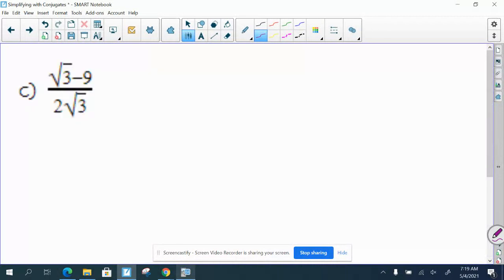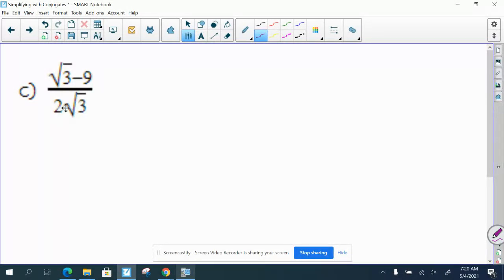Okay, so now we're going to get to the point where we'll use the conjugate. Actually, wait, this doesn't match with, not sure where this example came from. But, oh well, we'll go ahead and try this one.